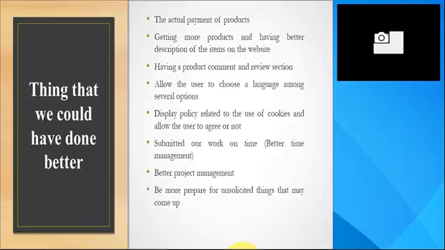So now, the things that we could have done better. The actual payment of product. We think we could have done it better if we had more time, maybe. But we are going to learn that, we are going to improve that. Getting more products and having better descriptions of the items on the website. Yes, we think we need to have more description of every item, so that the customer is fully aware of what they are about to buy or about to get.